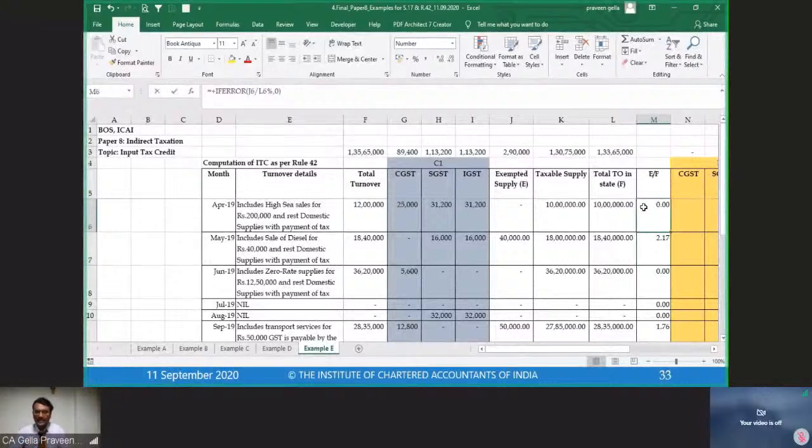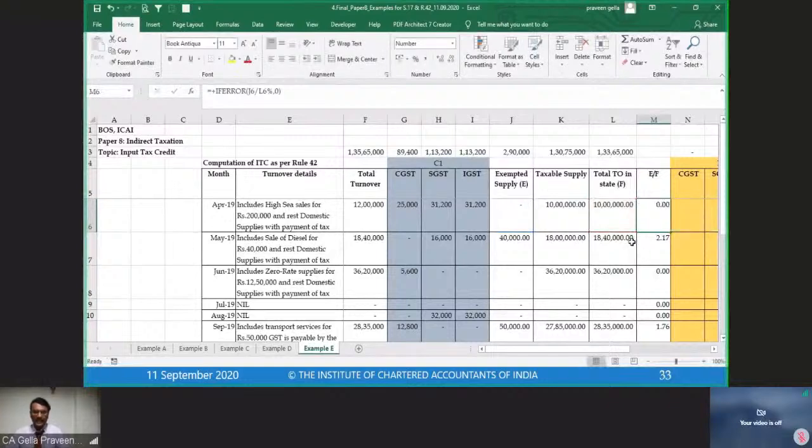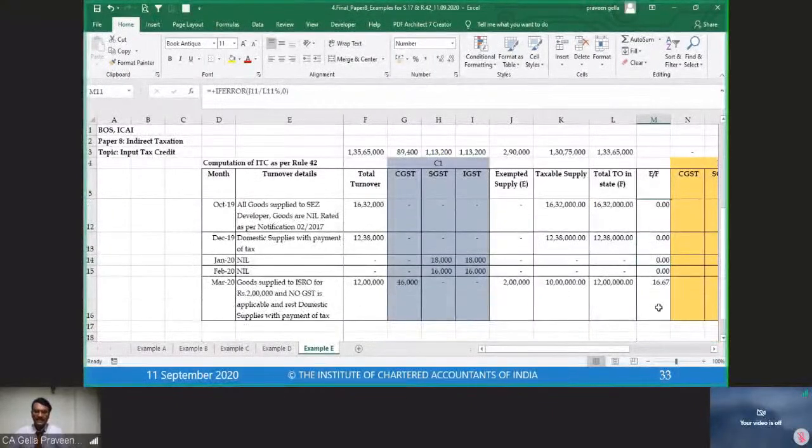Now, column E, I've already updated a formula. What I did, my exempt supply divided by F. F is nothing but column J, column L. I have considered numerator of E. I have considered denominator of L. I have just used a formula called IFERROR. Numerator divided by denominator as a percentage. So I get in the month of May 2.17%, in the month of September 1.76%, in the month of March 16.67%. This is just the percentage I have calculated in column M.